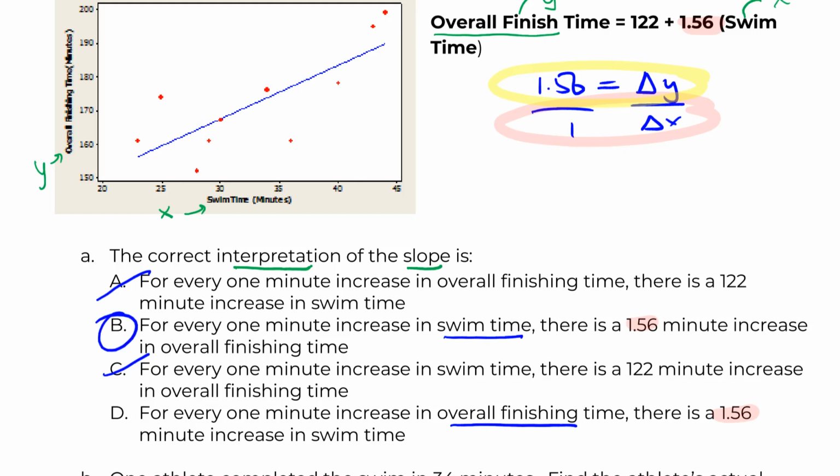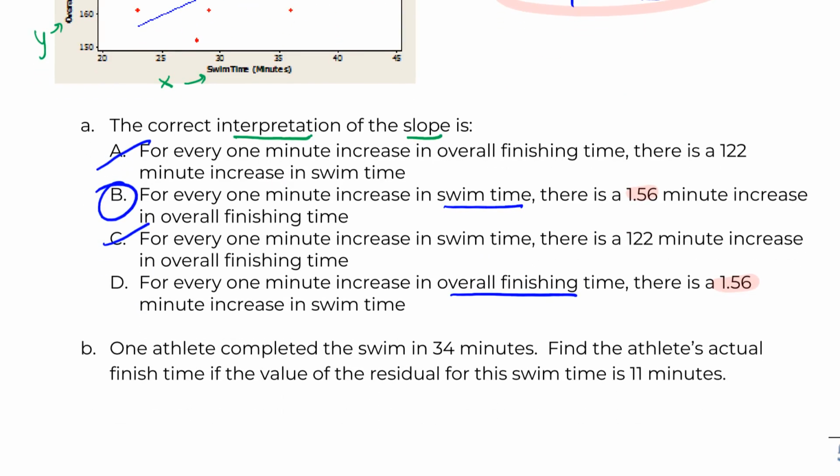All right, and then the last question. B says one athlete completed the swim in 34 minutes. Okay, so we have a swim time. We have an actual x for someone. Find their actual finish time. So we want to know their real deal y, not the prediction. If the residual is 11 minutes. So this is just like the previous question.